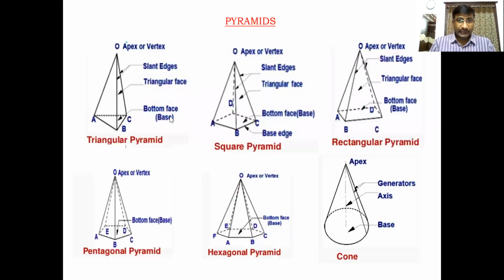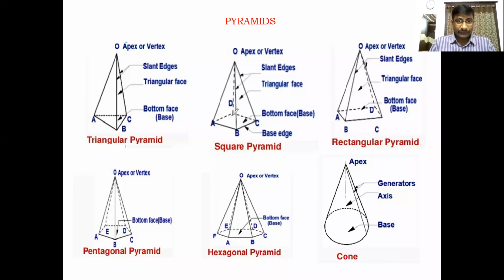These are the pyramids, line diagrams. Triangular pyramid: the triangular base has 3 corners A, B, C. Those corners A, B, C are connected with the apex O with the slant edges. Those slant edges with the base edge form a triangular face. This is a triangular face, an isosceles triangular face.